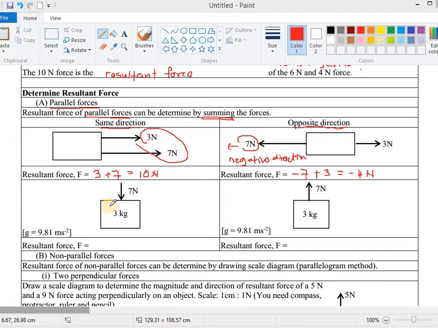So if you want to calculate resultant force, of course, usually we will have more than one force, right or not? So where is the other force? We only see 7 Newton. Where is the second force here? The second force is the weight of this object.